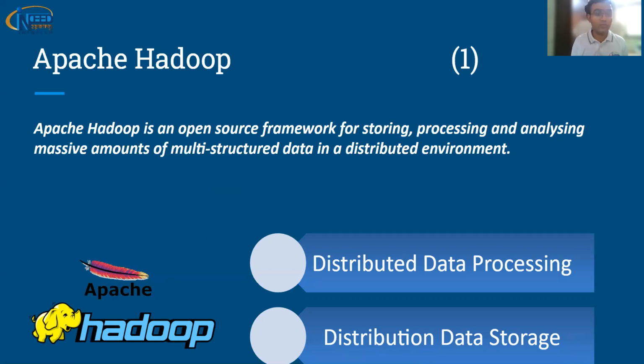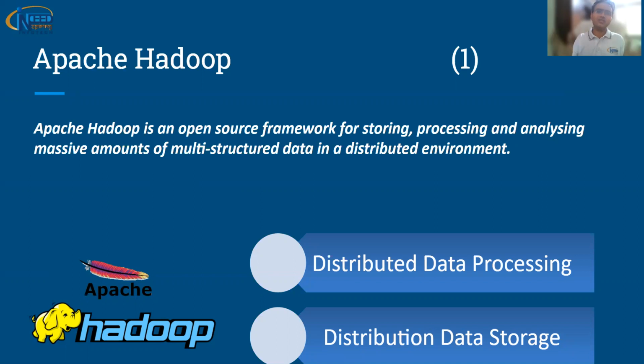So the definition of Hadoop is it is an open source software framework. Open source. Okay, so you need not buy the license. You need not pay for the license. It is open source for storing, processing, and analyzing. So it does storing, it processes, it analyzes massive amounts of multi-structured data in a distributed environment.